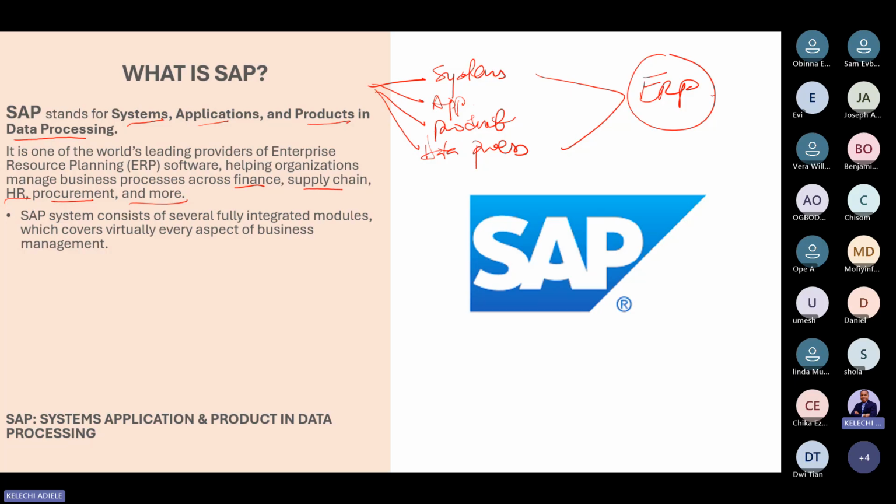Second point is that the SAP system consists of fully integrated modules. That's another point you need to take notes on. I'm not explaining what ERP is, but I'm using what SAP is to explain what ERP is. So by the time we're done, you will actually understand what an ERP is. First, we have seen here that you manage business processes across different functions. Secondly, it integrates modules, which are business functions, covering virtually every aspect of business management.